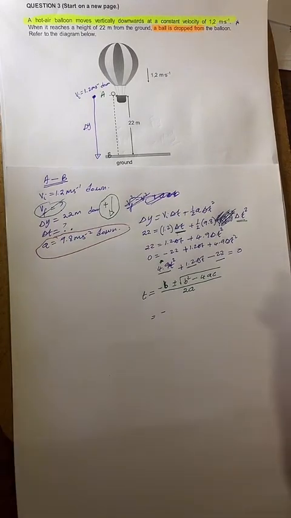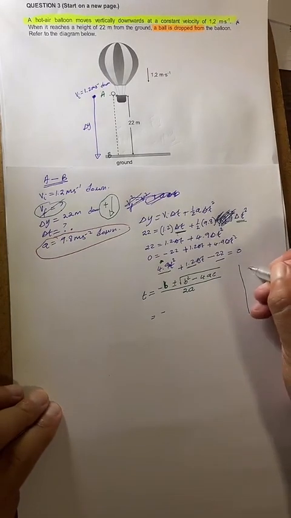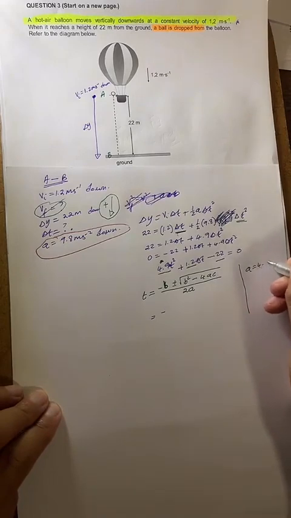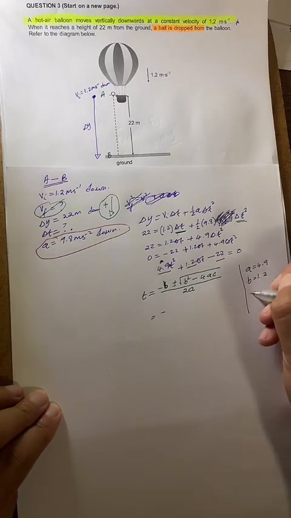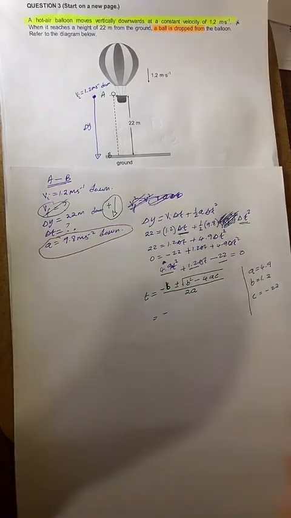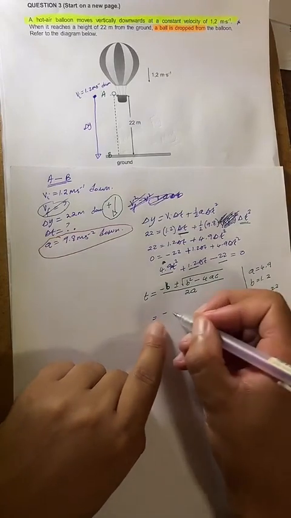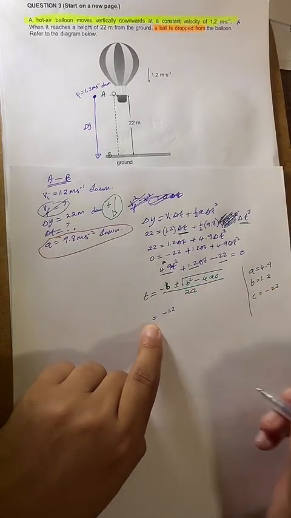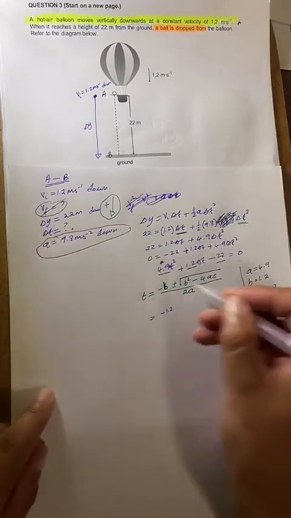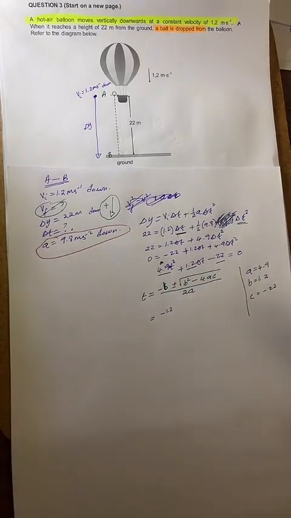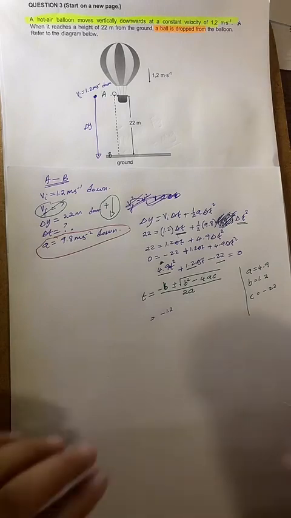So now we will have a, I'm going to write it here. A is 4.9, b is 1.2, c is negative 22. So we just take these values and put them into this quadratic formula. Minus b is going to be minus 1.2. The negative comes from the formula. This quadratic formula is not given in physics. You have to remember it from maths. Just practice it, do maths a lot.